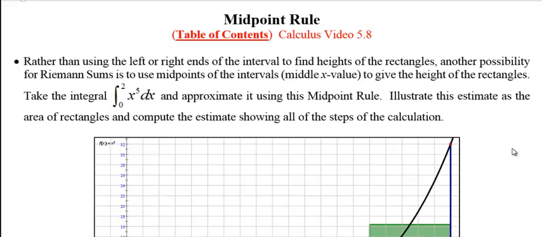In this video, we're going to look at yet another way to approximate a definite integral, and this time it's something we call the midpoint rule.